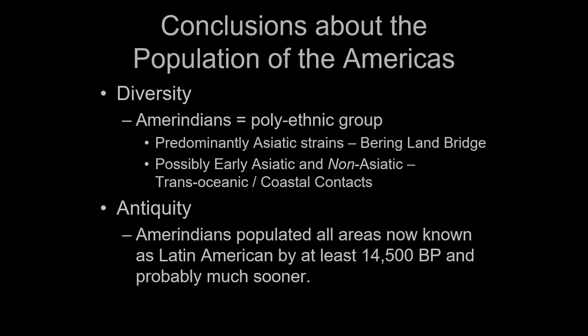But there is definitely enough evidence to suggest there are non-Asiatic peoples mixed in there as well, and that those people got here by means other than the Bering Land Bridge, that they got here through transoceanic contacts or through coastal contacts. It's impossible to deny that that's a possibility. I think the most important thing we have to know is that however these people got here, they've been here for a very, very long time. This is not a recent intrusion of humanity into the world.